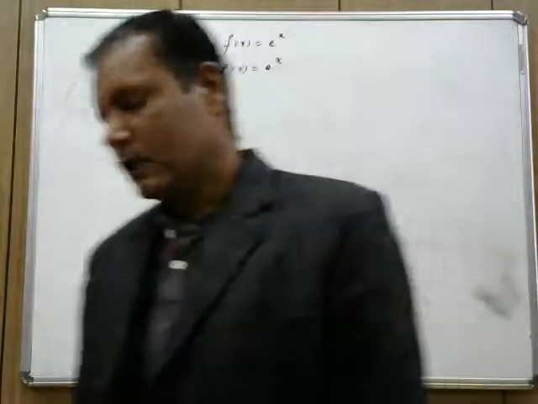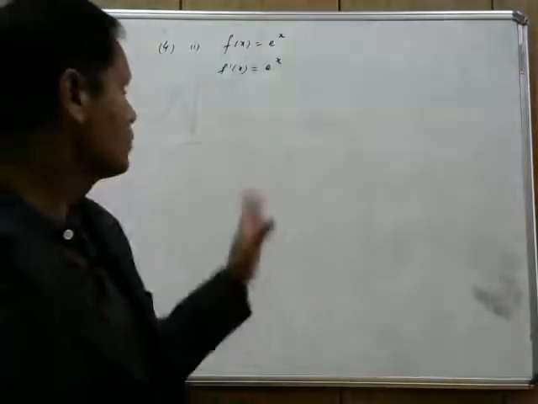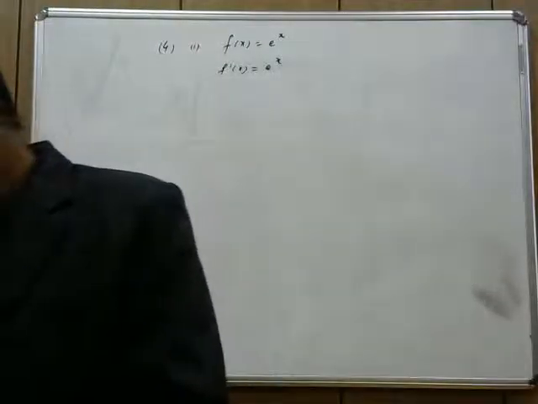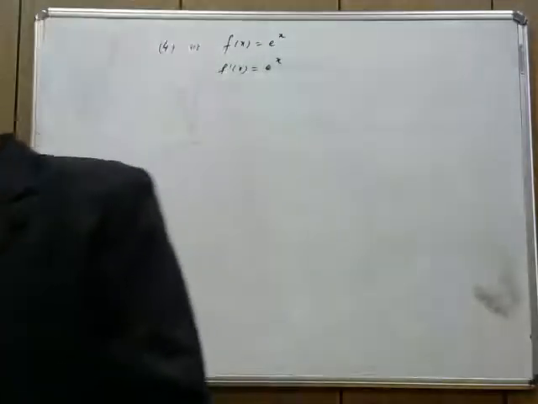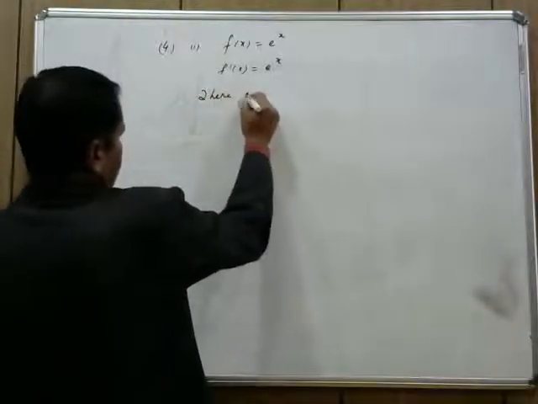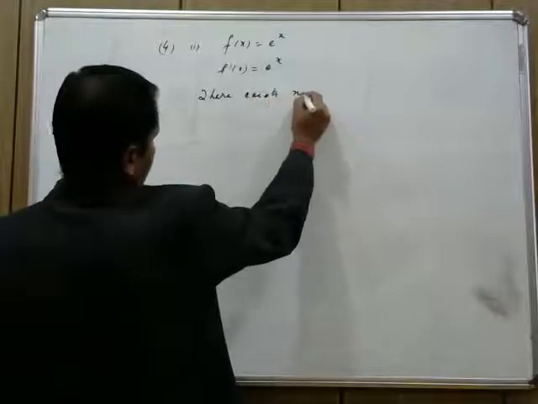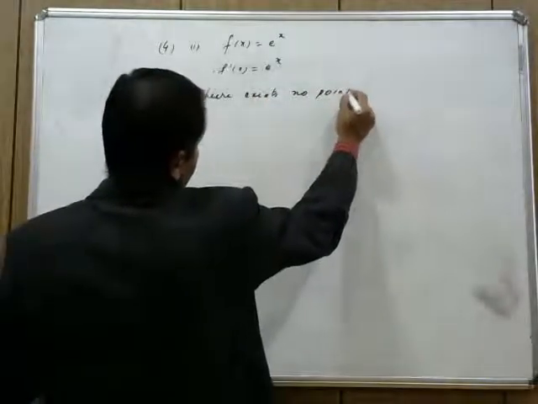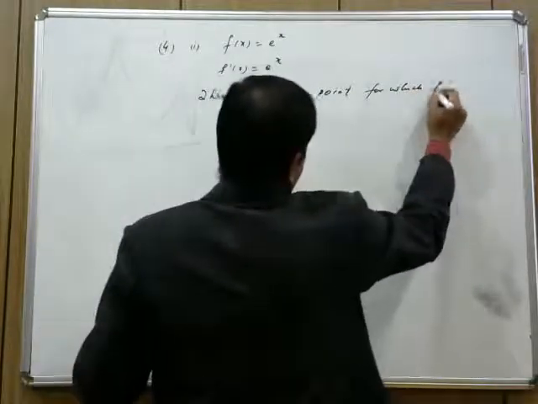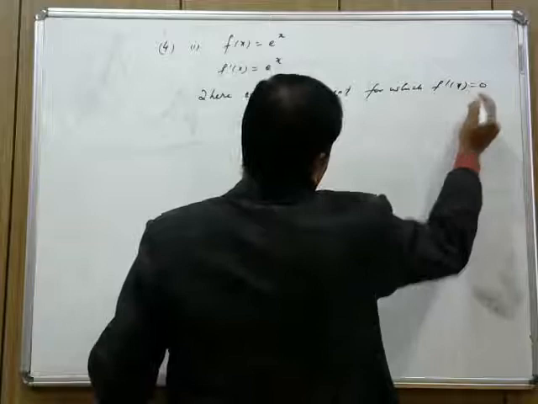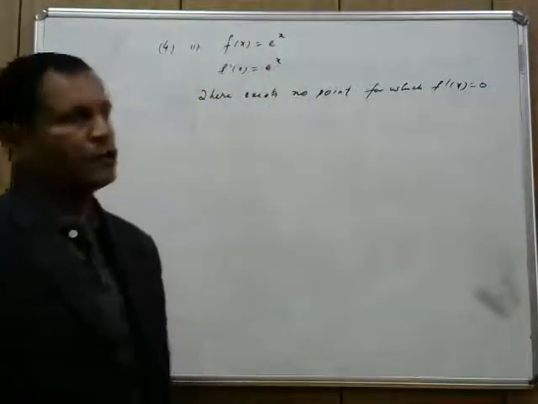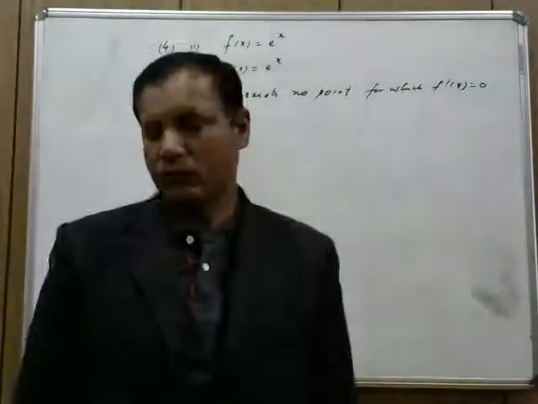That's why, now what I'll write: f dash of x is equal to e to the power x, and there exists no point for which f dash of x equal to 0, because f dash of x equal to what? e to the power x, and e to the power x can never be equal to 0.